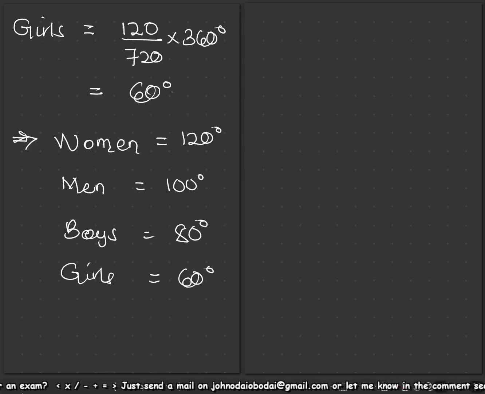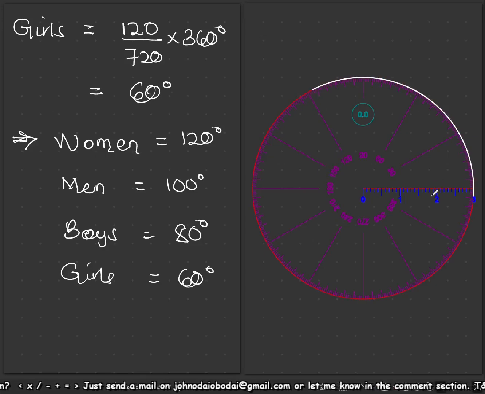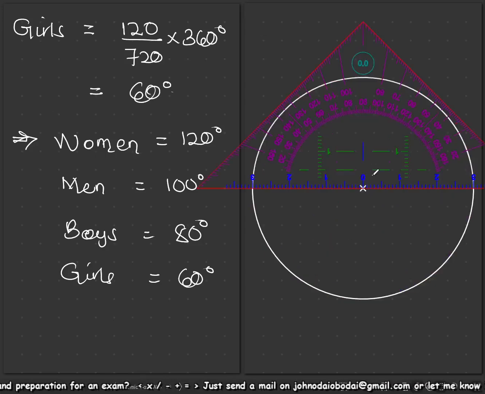So to draw our pie chart, the first thing we need to do is to get our circle. So this here is going to be my circle. After drawing your circle, you then take your protractor.